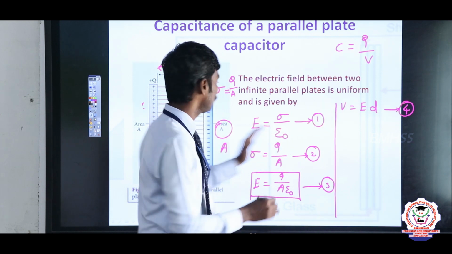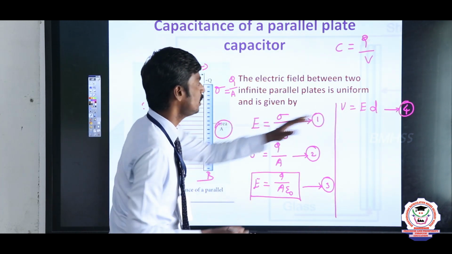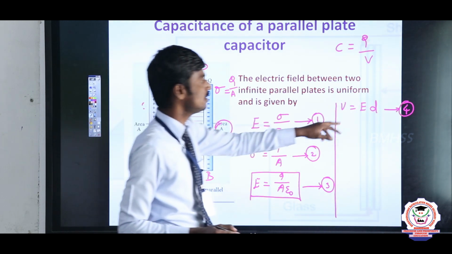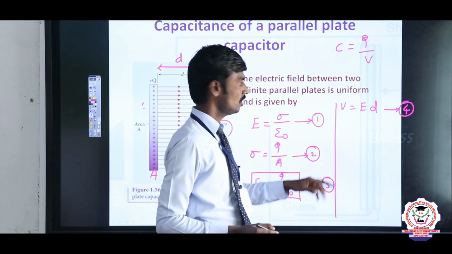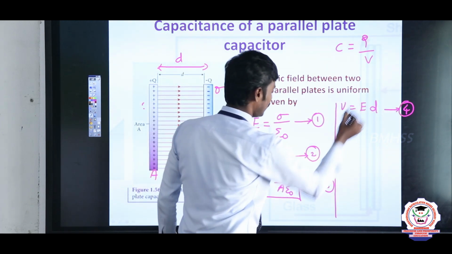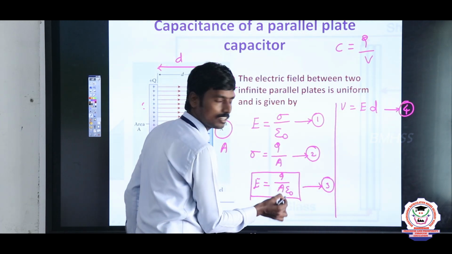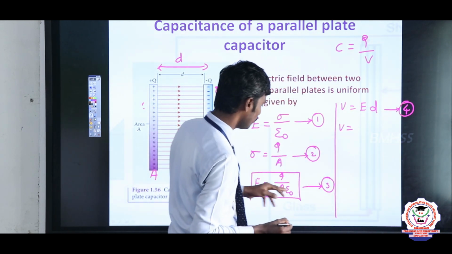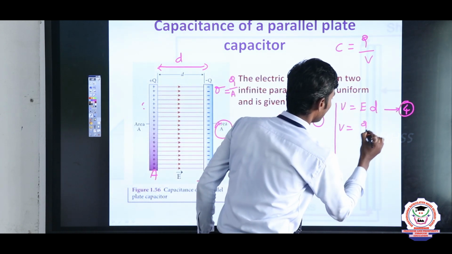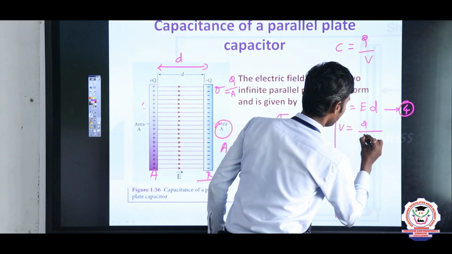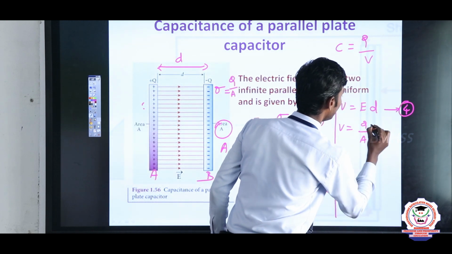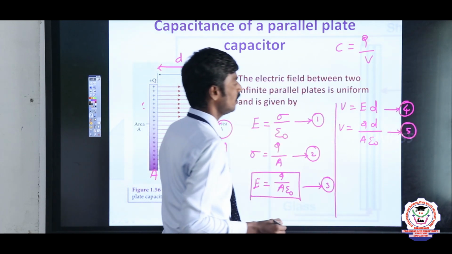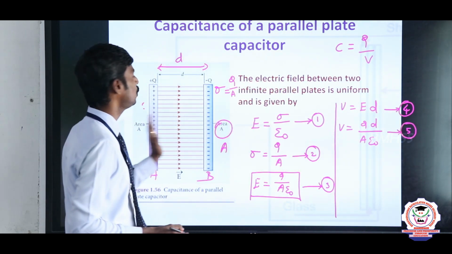Here E is the uniform electric field, and D is the distance by which the two parallel plates are separated. See, V equal to E into D. We already know the E value, E equal to Q by A epsilon naught. Substituting this value here, we get V equal to Q by A epsilon naught into D. This is equation number 5, the potential difference between the two parallel plates.